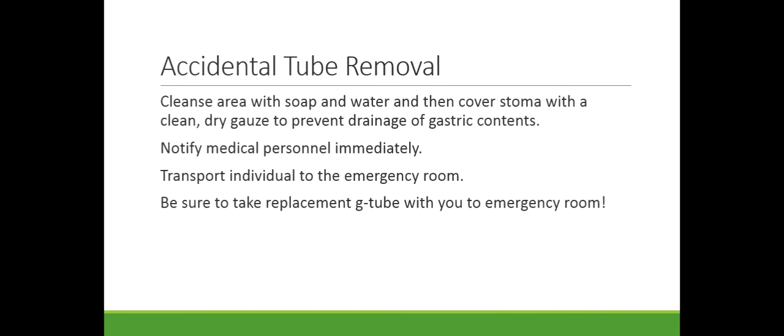Accidental tube removal. You'll cleanse the area with soap and water, then cover the stoma with a clean, dry gauze to prevent drainage of gastric contents. You'll notify medical personnel immediately. You'll transport the individual to the emergency room or other facility. Be sure to take the replacement tube with you to the emergency room or the alternate facility.